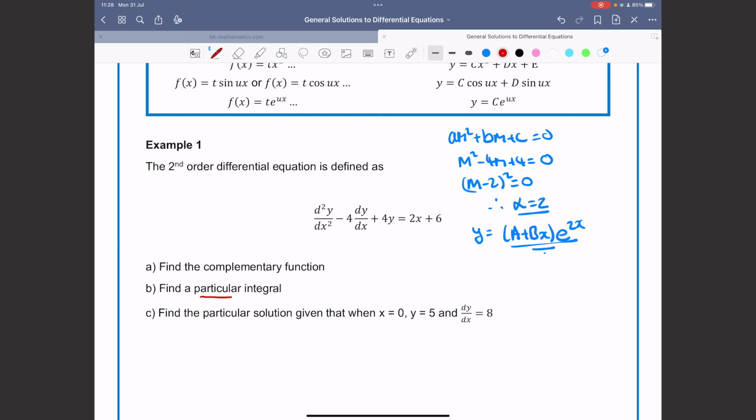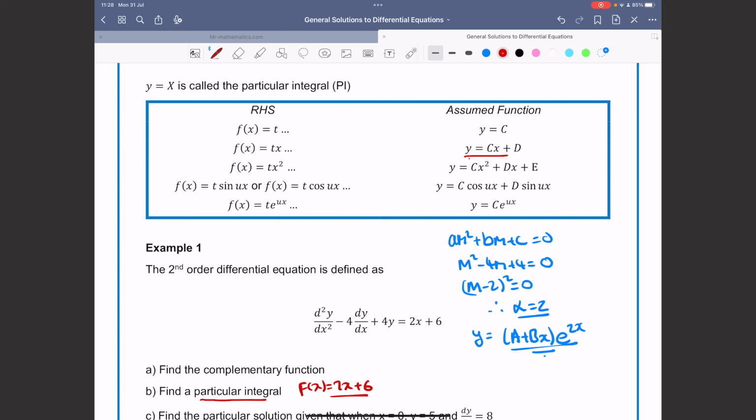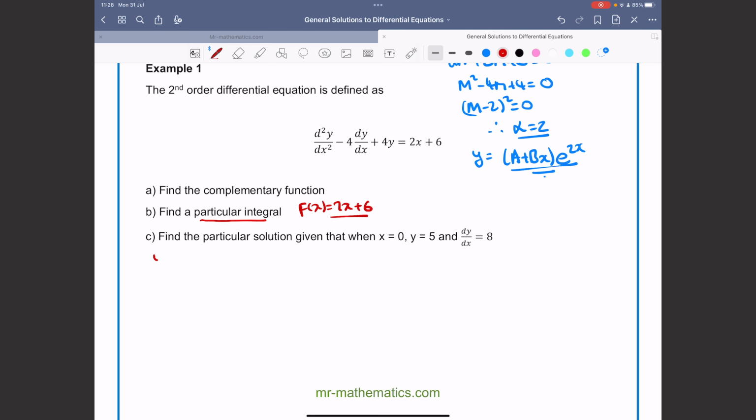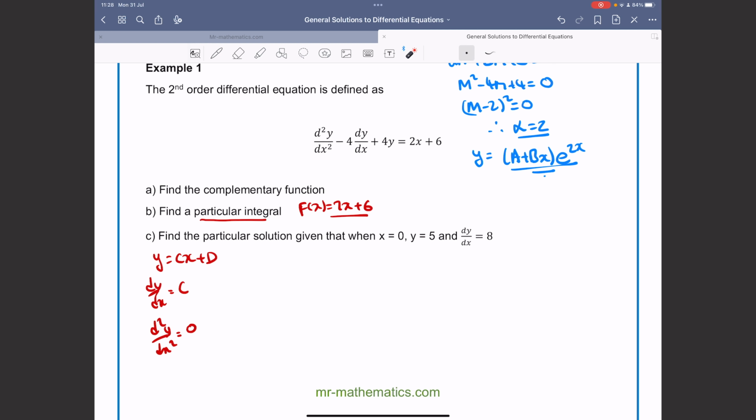To find the particular integral, well, we know that f of x is equal to 2x plus 6. So the assumed function will be in this form, where we need to find c and we need to find d. So we'll say that y is equal to cx plus d. So therefore dy by dx will equal c, and the second derivative will equal 0. And then we'll substitute these three values back into our differential equation.